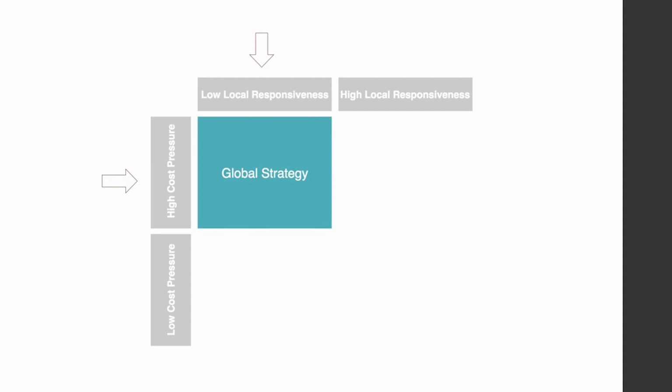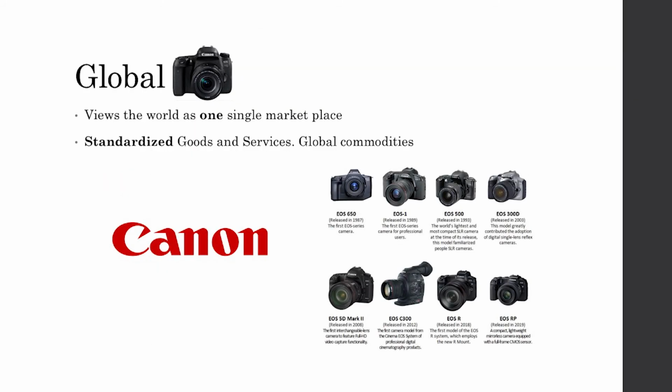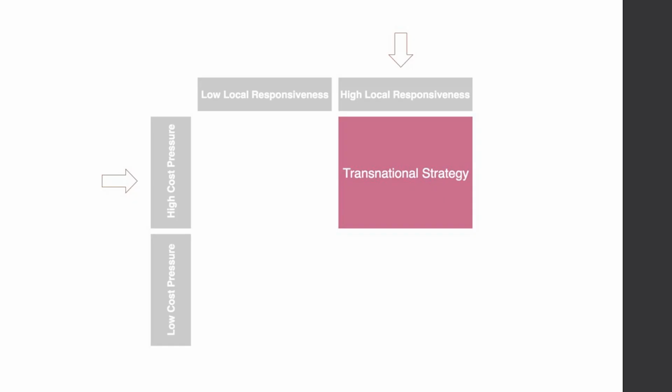Then I want to talk about the almost complete opposite of that strategy, the global strategy, which has a high cost pressure and global integration, but a low local responsiveness. These are the products that are global, uniformed, and standardized, like Canon cameras. You can go to any part of the world to a camera store and find most likely the same exact model of a particular Canon camera, and companies like Canon take on the global strategy to view the world as one single market.